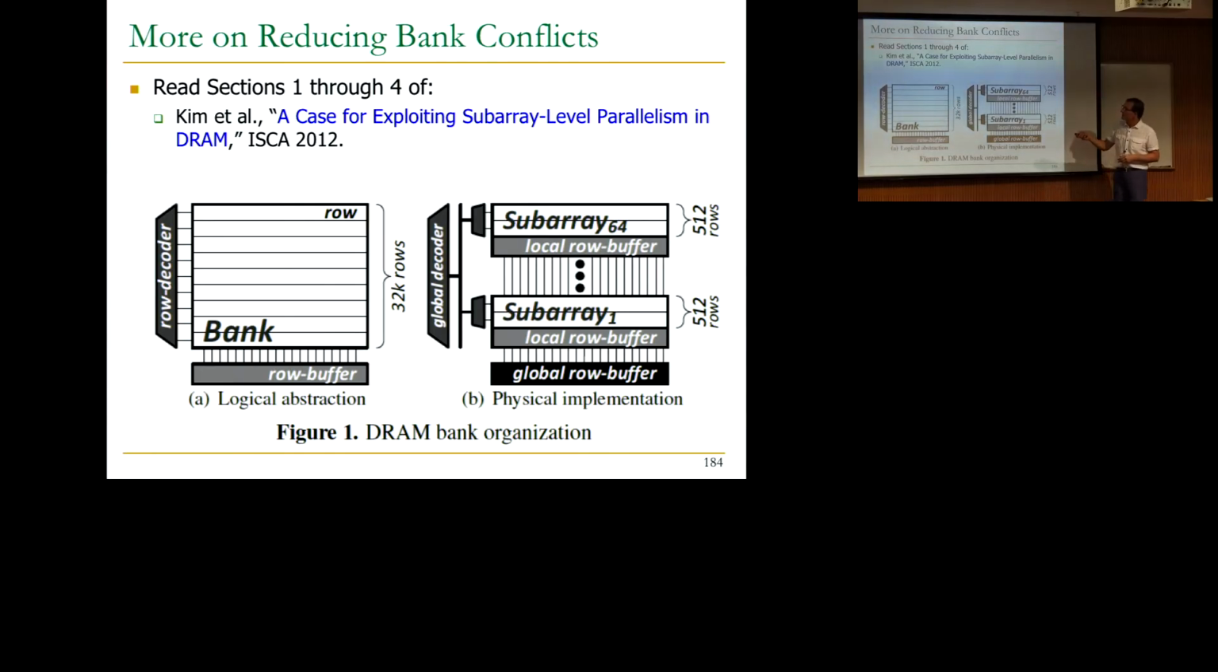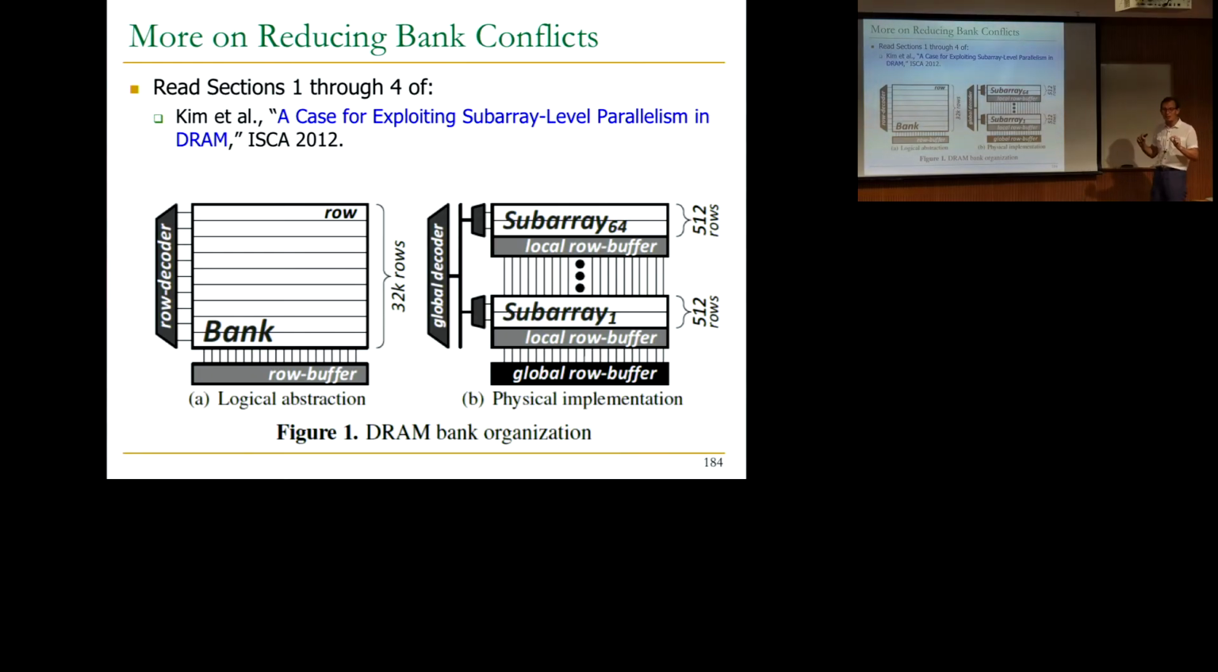And this gives you another level of freedom that's not exploited in today's systems, but this paper makes an argument for exploiting it. The basic idea is if you have bank conflicts, if you have two accesses to the same bank, today they need to wait for each other, right? The second one needs to wait for the first one. But if they actually internally go to different subarrays, you can pipeline them also. Basically, if one access goes to this subarray and the second access goes to this subarray, there's no reason to wait for the first one to finish before starting the second one.